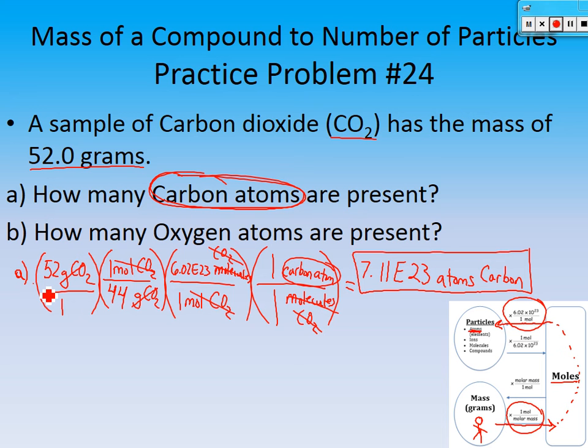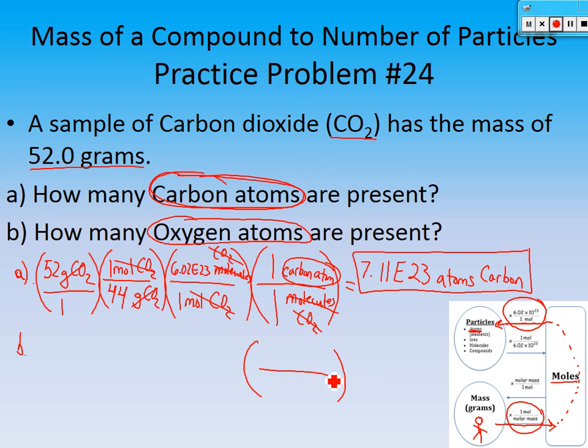Now let's go to part B, okay? It says how many oxygen atoms are present. Let me see if I can speed this up, guys. On part B, we're still starting with 52 grams, right? Is the molar mass going to change? No, it's still CO2. Everything's going to be the same until you get to this last conversion factor, right?